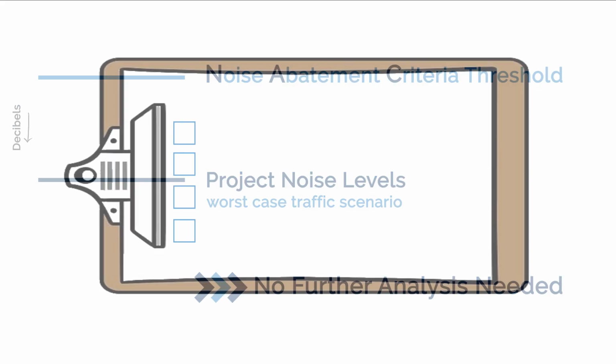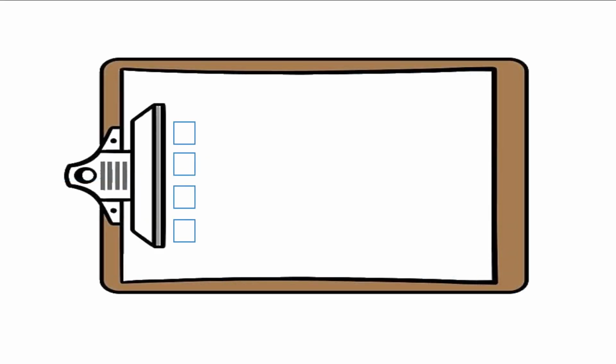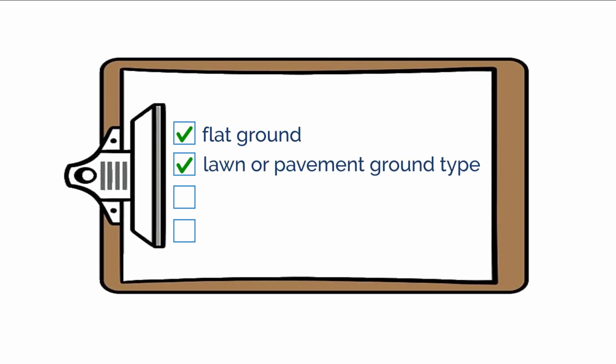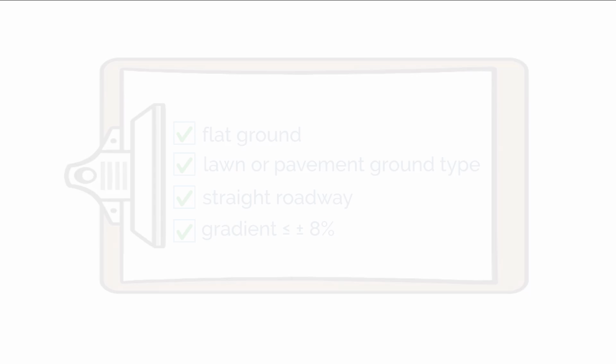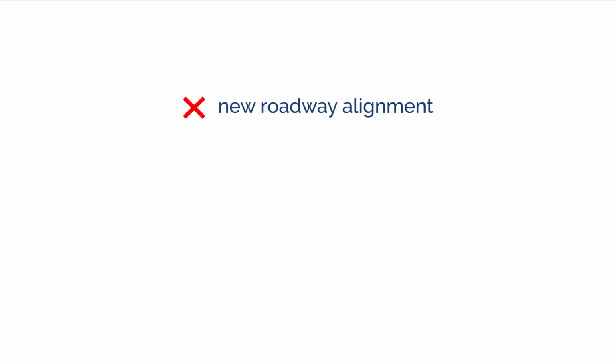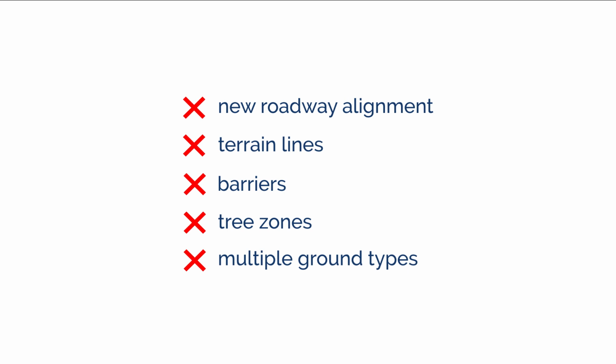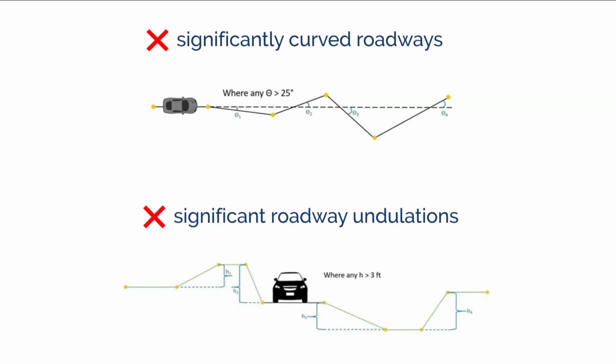The screening tool should only be used to evaluate simple sites with the following conditions: flat ground, either lawn or pavement between the source and receiver, a straight roadway, and a constant gradient of no more than plus or minus 8%. More complex projects, such as a new roadway alignment, or sites that require, for example, terrain lines, barriers, tree zones, multiple ground types, curved or undulating roadways, should use T&M for a comprehensive noise analysis.